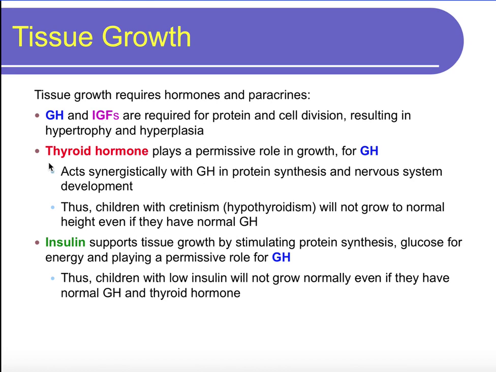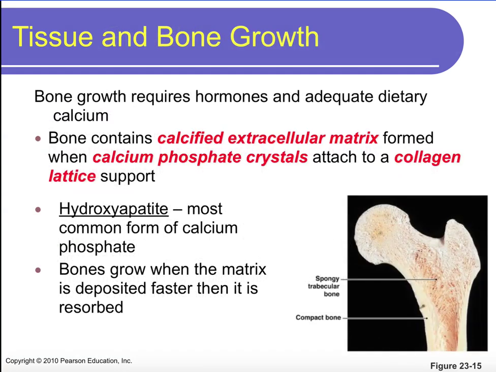But interestingly, thyroid hormone and insulin, which both need to be released, they also play a permissive role for growth hormone. So if you recall, we talked about permissiveness. That's where one hormone needs to be present for a second hormone to act to its fullest potential. So what that's saying is growth hormone needs thyroid hormone and insulin to work to its fullest potential. And in addition, for normal growth, we need thyroid and insulin no matter what as well.